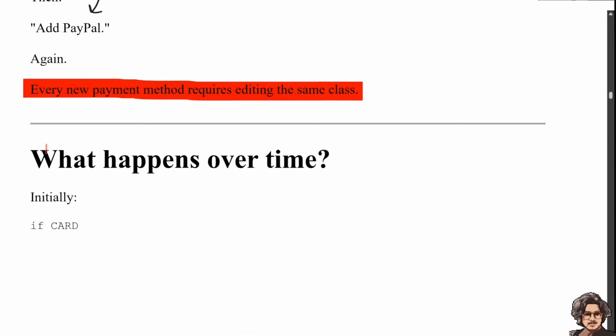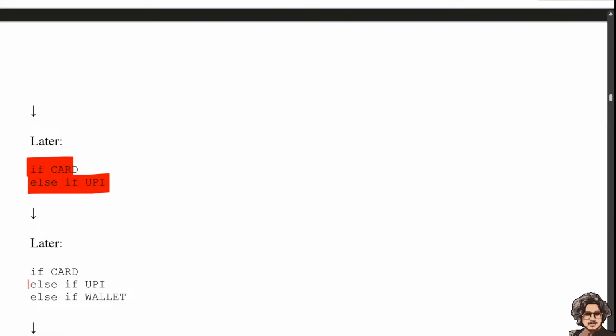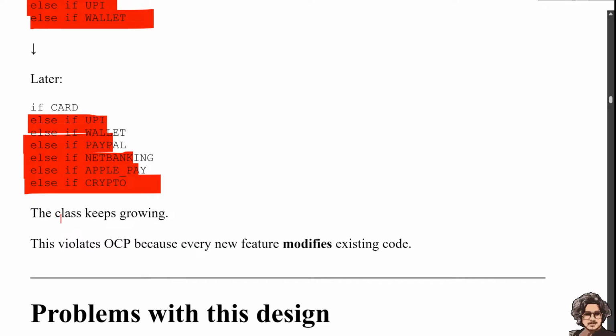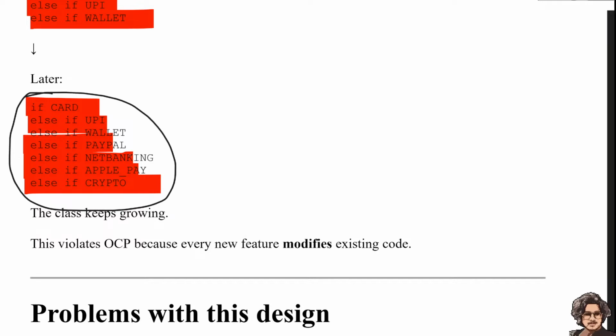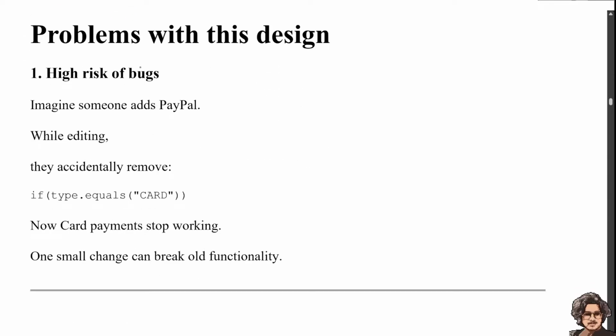What happens every time? Initially if card, then card. Later if card, else if UPI, again else if wallet, PayPal, net banking, Apple Pay, crypto, all these things. So the class keeps growing and becomes messy, and the class keeps being modified. This violates the OCP because every new feature modifies the existing code. The problem with this design is the high risk of bugs.